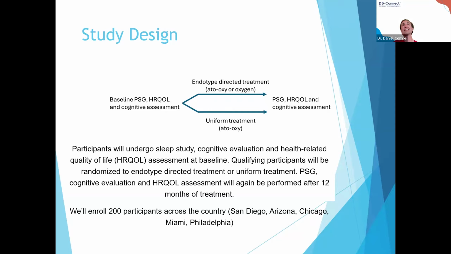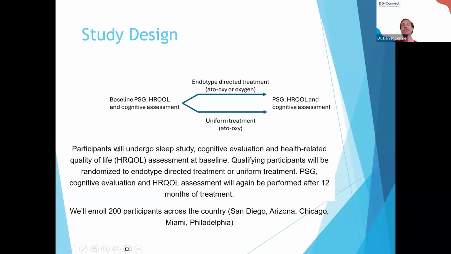People who do better with Atoxy typically have a very different endotype from people who do better with oxygen. And so usually one or the other would be expected to be better for you. So we'd look at your sleep study and try to predict which of these we think would be better for you. Then you come back after a year of treatment and we repeat those same measures. And essentially we see, can we successfully predict who is going to respond to treatment versus just giving everyone the same treatments.